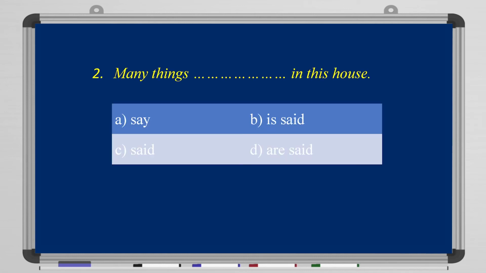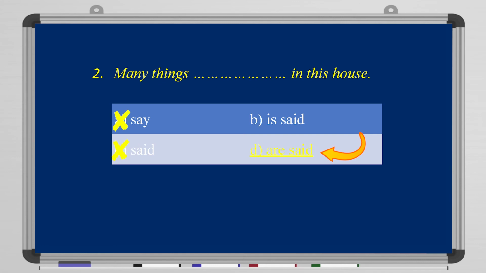Many things, space, in this house. Let's look at the answers that we have. We have say, is said, are said. So we know that we need to change the sentence into passive, correct? So why don't we play a game of elimination? Let's eliminate the answers that cannot be right. So we eliminate A and C. So we're looking at is said and are said. Many things, it's plural. So what do I choose? Are said. Very good, excellent.